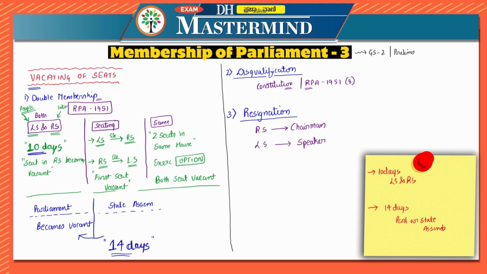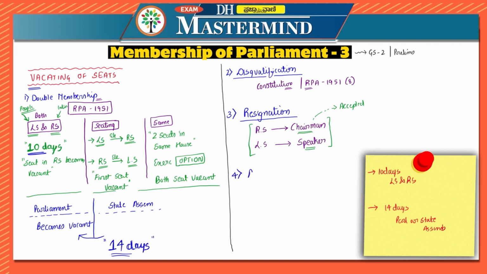Now, very important point under this is that as soon as they write it to the chairperson or speaker, if it is accepted, then there is vacancy. Now, chairman or speaker may not accept the resignation also. They may not accept the resignation also. At that point of time, the seat is not vacant yet.